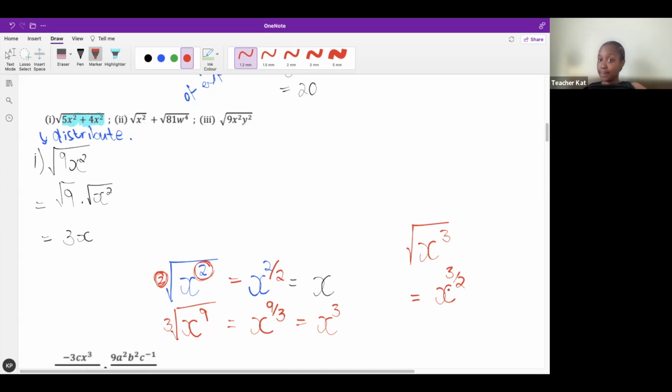Do you agree? We have no idea what x is. So you can literally just leave it as x to the power of 3 divided by 2. Unless you know what x is, you can't substitute, you can't do anything about it. You just have to leave it there. Did I answer your question? I hope so.